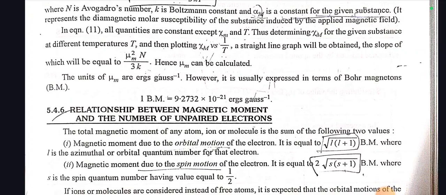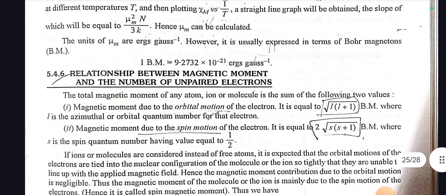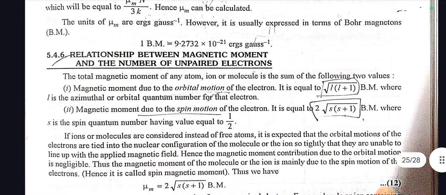The unit of mu m is erg per gauss. However, it is usually expressed in terms of Bohr magnetons. 1 BM is equal to 9.2732 into 10 to the power minus 21 ergs per gauss.